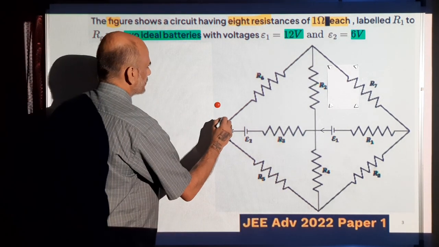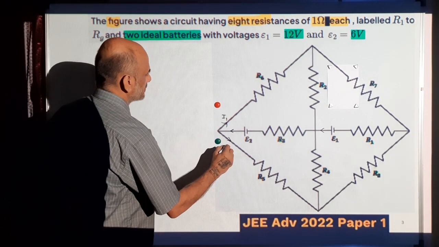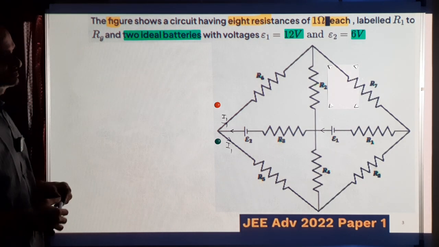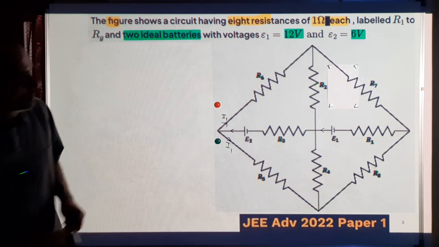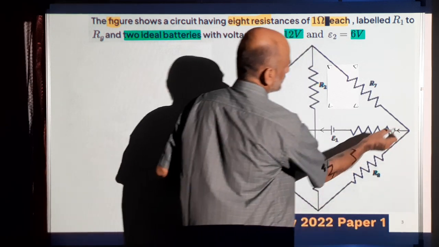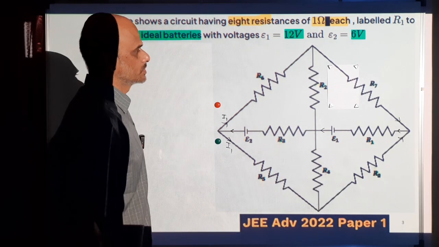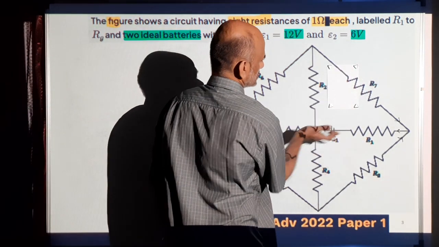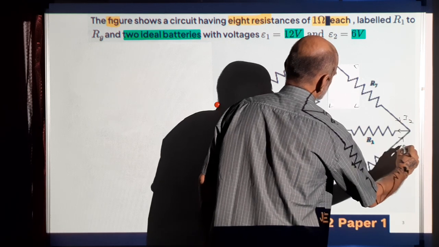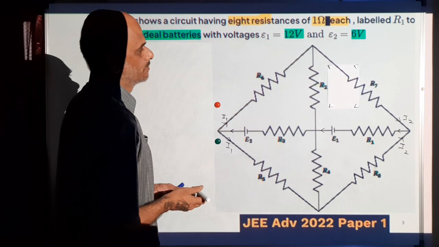So if this current is I1, then the same I1 will flow here. It cannot be different because of symmetry. And whatever current is flowing here, the same current will flow here. And this current will come from these two branches. These two incoming currents will also be the same because it's symmetric about this horizontal line. So if this current is I2, the current that's coming from the bottom will also be I2 by symmetry.